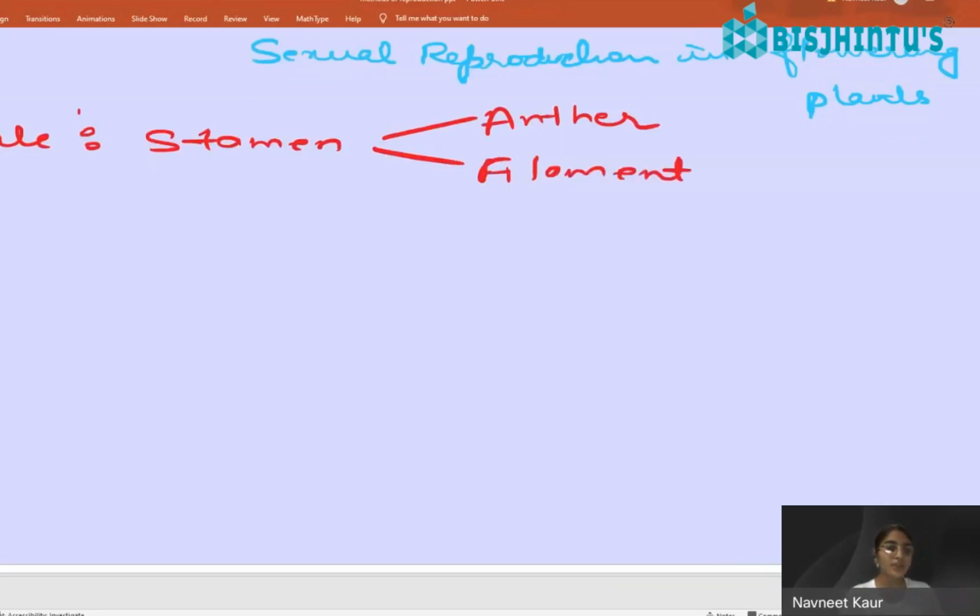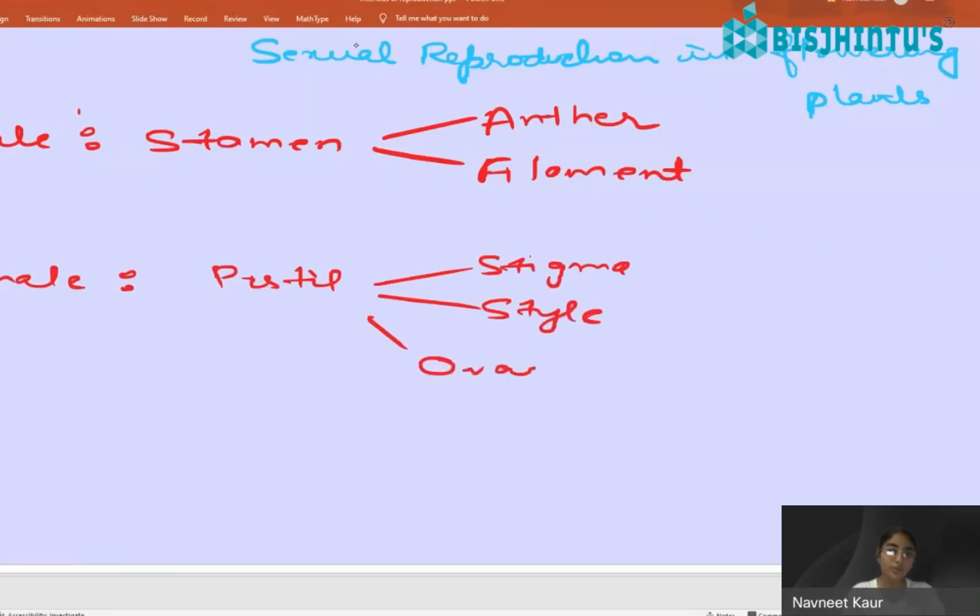And the next we have is the female reproductive part. In the female reproductive part we have a pistil, and that pistil was again consisting of three parts: the stigma, style, and ovary. Right, so the anther was responsible for production of pollen grains, and the pollen grain contains the male gametes, right?